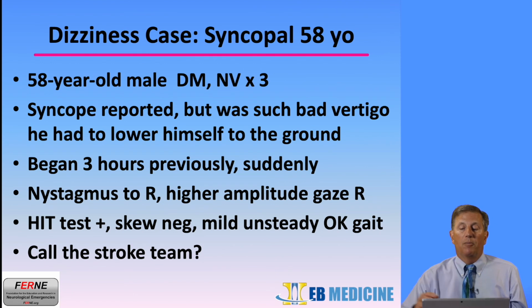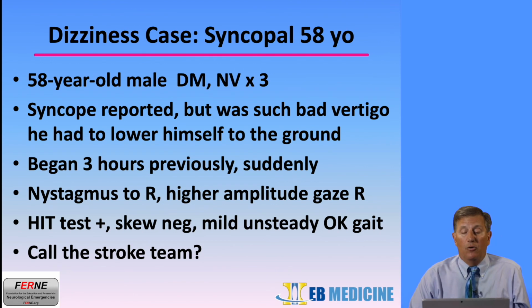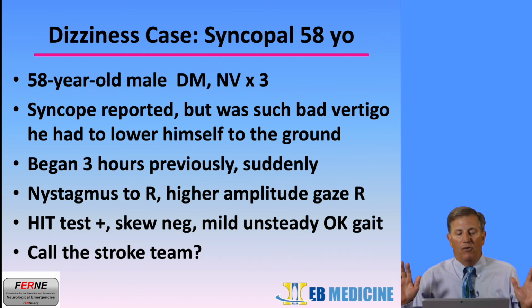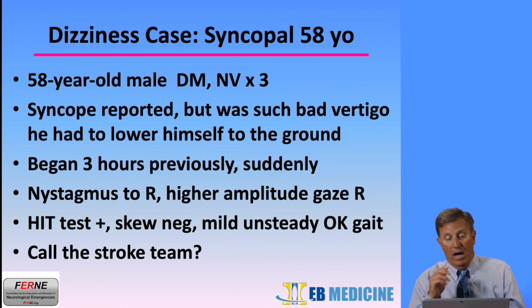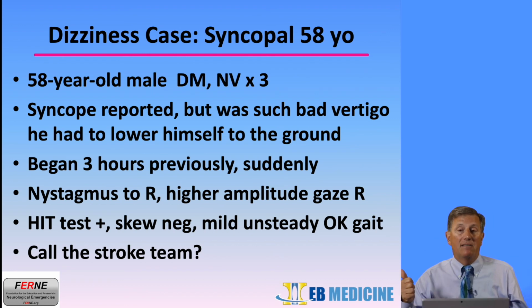What about our syncopal 58-year-old? 58-year-old diabetic, nausea, vomiting, times 3. Syncope reported, but he actually said it was really just bad vertigo and he had to lower himself to the ground. This began 3 hours previously and was sudden. He had nystagmus to the right and higher amplitude with looking to the right. The HIT test was positive, which is good. Skew was negative. He had an okay gait. Should you call the stroke team?